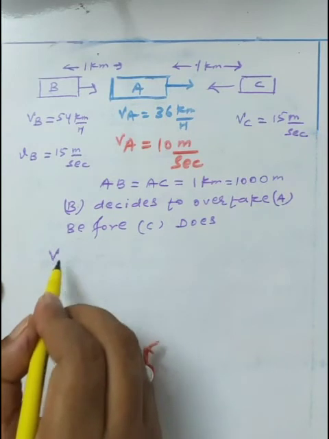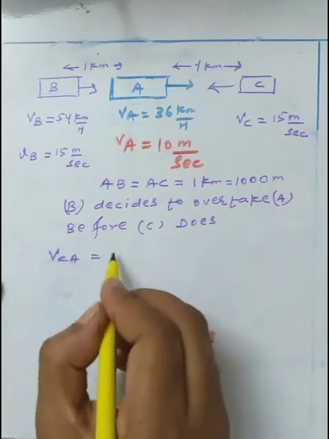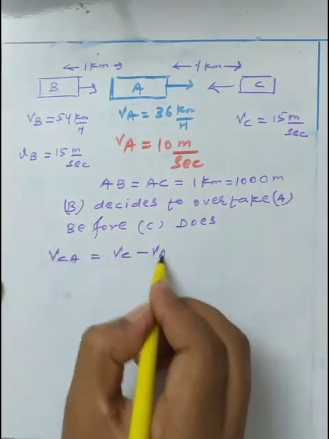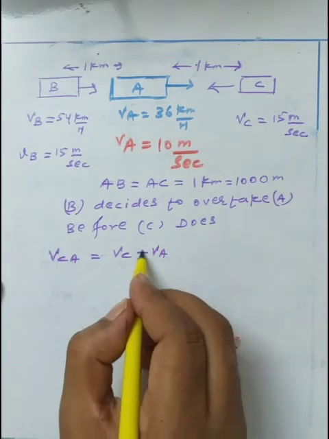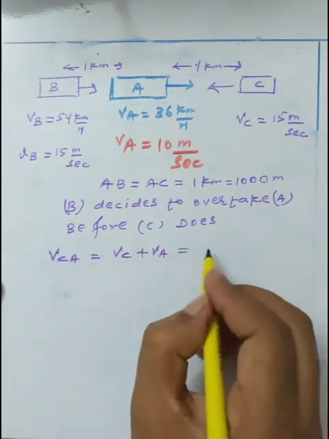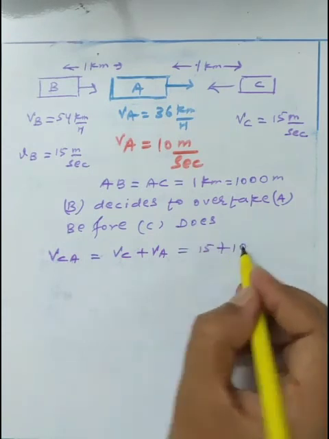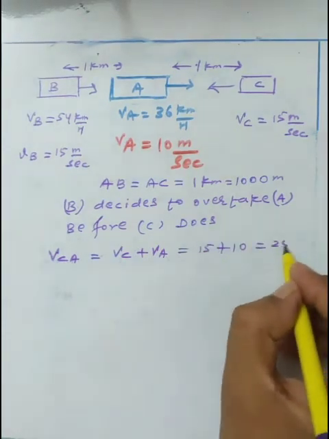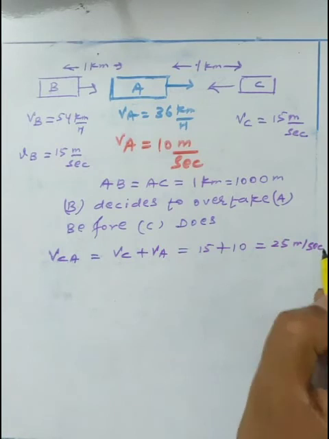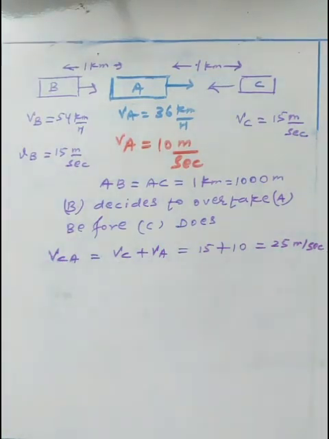So the relative velocity of C with respect to A, that is VC minus VA, and both are moving in opposite directions. So we are just adding the velocities as per the relative velocity concept. So we are making that 15 plus 10, that is equal to 25 meters per second. This is the relative velocity of C with respect to A.